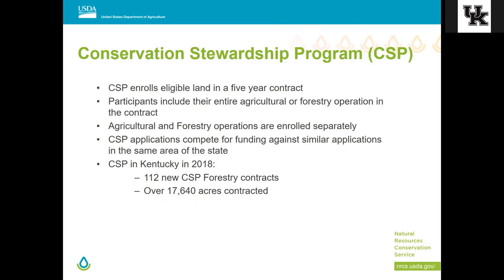I already said that we compete them separately, so CSP only competes against CSP in the same area of the state. So we do a geographical competition in this too. So East Kentucky, Central Kentucky, and Western Kentucky will compete only against those in their vicinity. Last year in CSP, we enrolled 112 new CSP forestry contracts. Most of those were in Eastern Kentucky, and they cover over 17,640 acres.